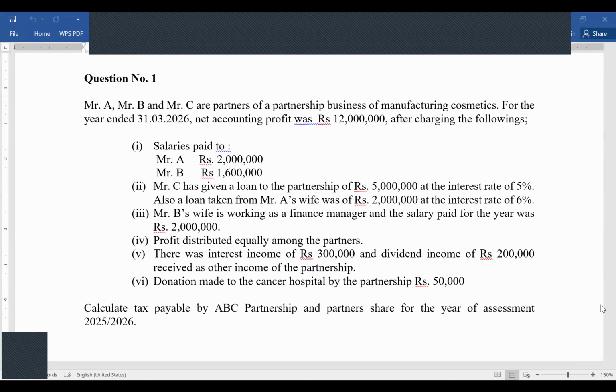So we can start the question. So it says Mr. A, I think it is clear. If it is not clear, you can ask, but I don't like to give this time again.